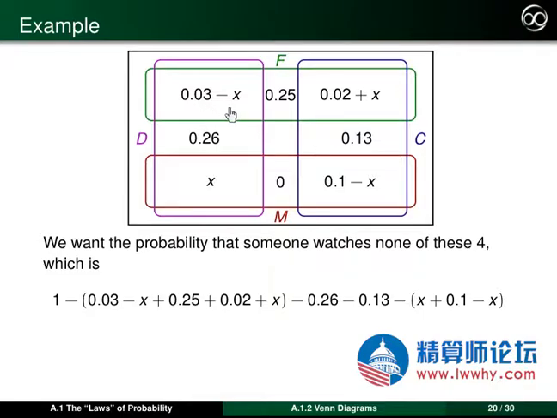So 1 minus 0.03 minus X, plus 0.25, plus 0.02 plus X, minus 0.26, minus 0.13, minus X, minus this 0.1 minus X. This first bit that I actually put in parentheses, that was the chance of watching Fox News. That was just 0.3. The 0.26 and the 0.13 remain what they were. This last piece I had in the last parentheses ends up being 0.1. Essentially I'm just canceling out my X's. And I get a final answer of 0.21.